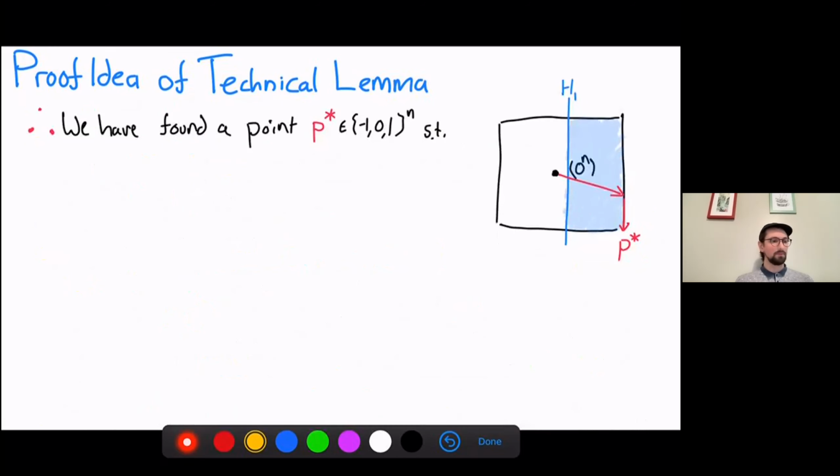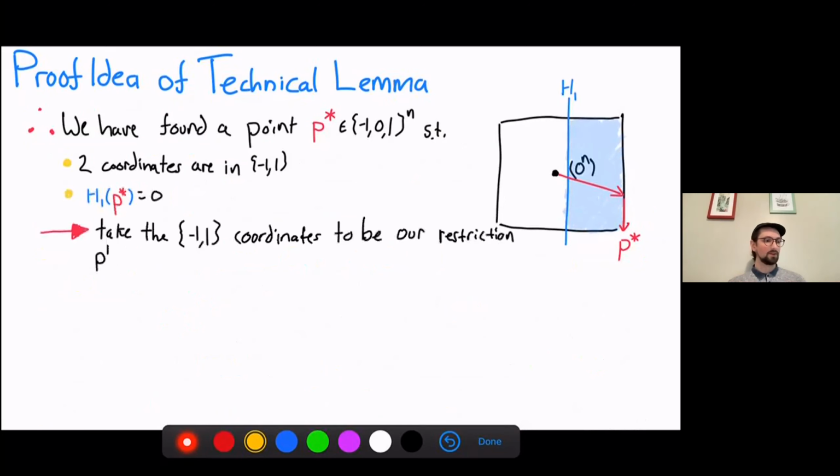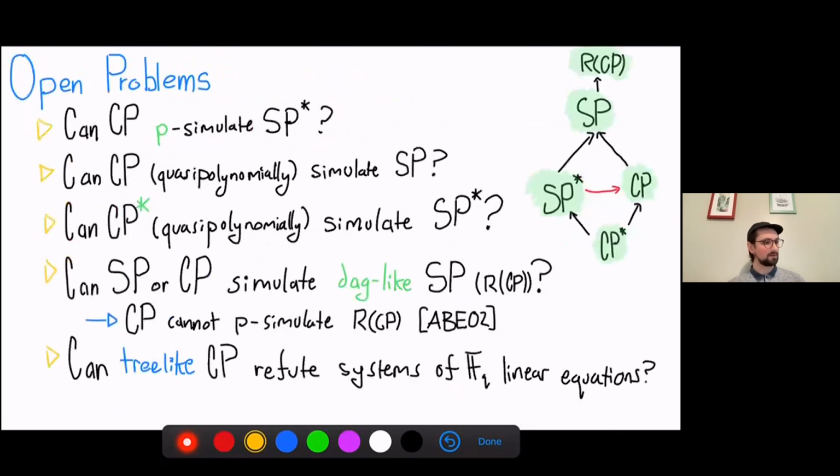So now we found a point P, which is P star, in {-1, 0, 1} such that at most 2 coordinates are in {-1, 1}, and it's falsified by h1. And this just defines our restriction. We look at the 2 coordinates which are in {-1, 1}. That's our restriction. And under this restriction, the all 0 point falsifies the half space. And so the half space is good.